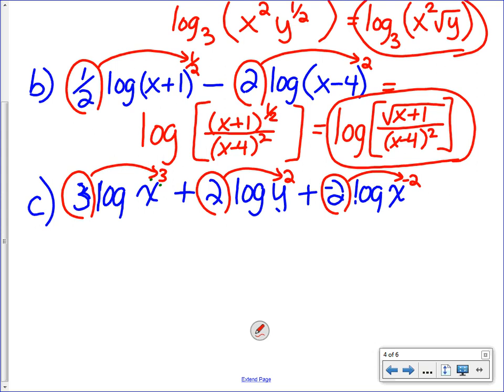Okay, so then when I condense my logarithms, I'm now adding all 3 logarithms. So I'm going to condense into a single logarithm. And we're going to multiply all the expressions. So x cubed times y squared times x to the negative 2 power.